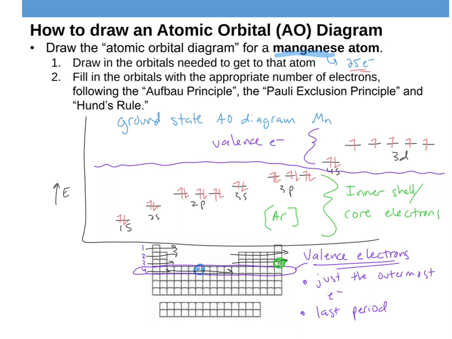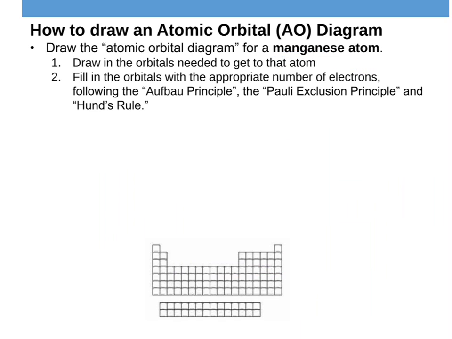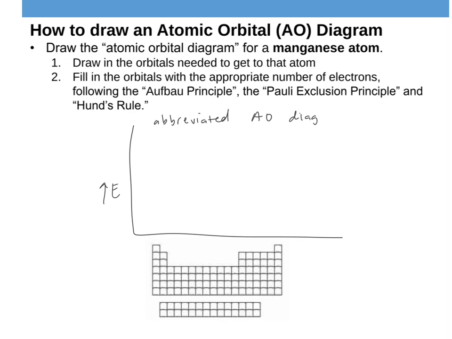And I'm going to redraw this so you can see it a little better. But that's how we can abbreviate some of these really big atoms: we can just show the valence electrons. So let me redraw this and clean it up a little bit for you. All right, so for manganese, if I don't want to draw the whole thing, I can draw an abbreviated atomic orbital diagram, where I just start off, right?